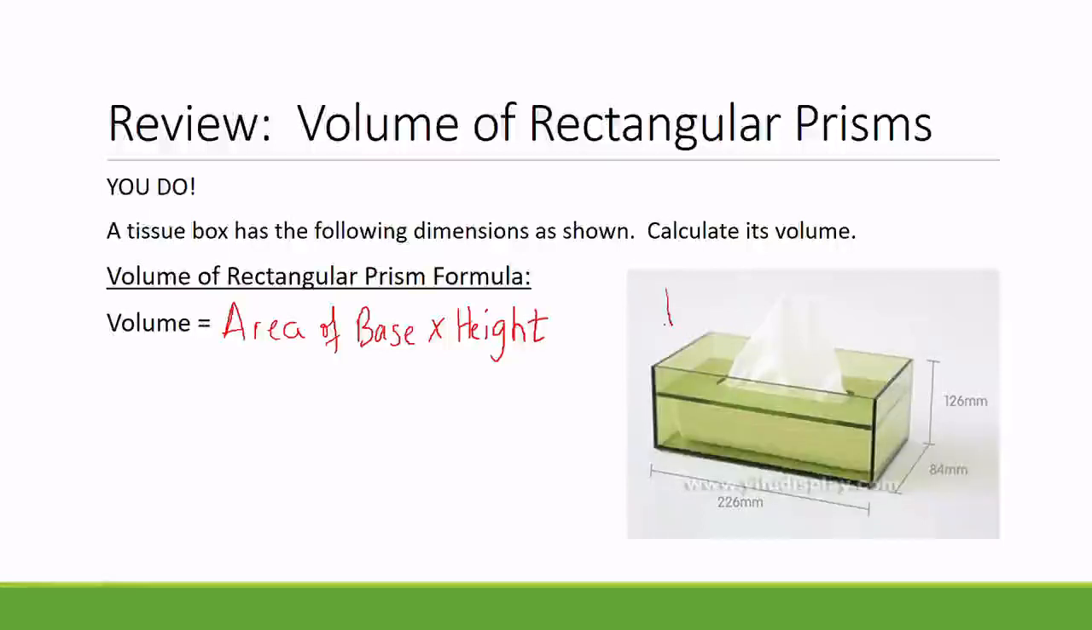It's a tissue box. I'd like you to see if you can first of all identify the base, perhaps then identify how to work out the area of the base and the height, and see if you can work out the volume of that particular shape.